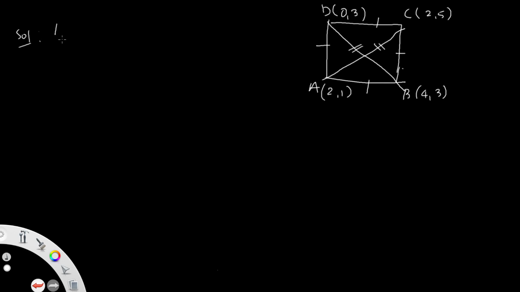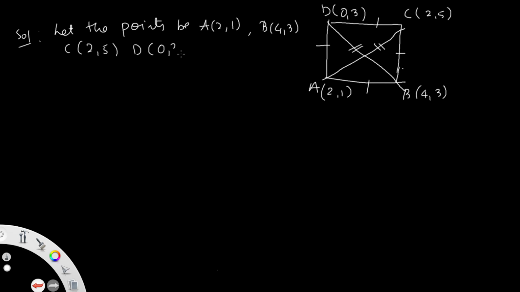Let the points be A of 2 comma 1, B of 4 comma 3, C of 2 comma 5, and D of 0 comma 3. Therefore, first we have to find out the sides only. Sides means AB.